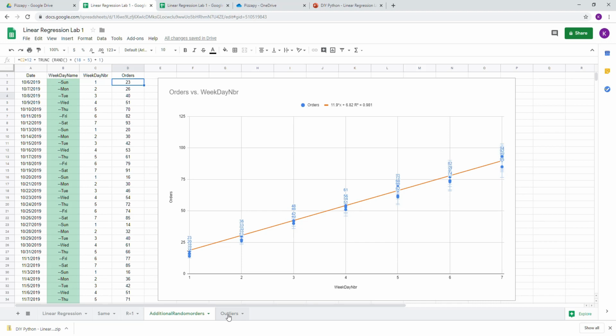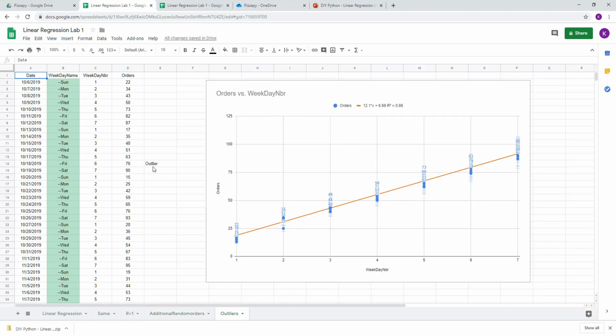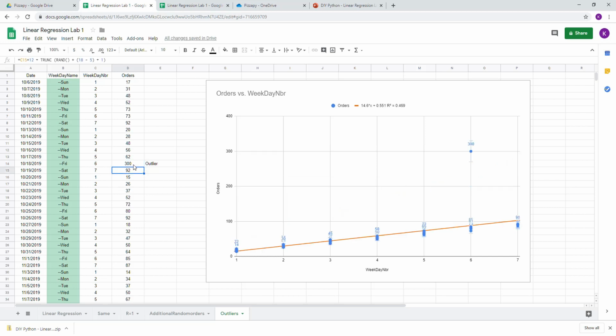There's another tab I have introduced here called Outliers, the same sheet from the previous example, which is nothing but the random orders. Again, same values here, 12.1 and everything, but let's say that on day 10/18 we have around 300 orders on that day. Maybe there was some football game going on, or maybe a high school party or something, which is not expected, which is not in the normal pattern.